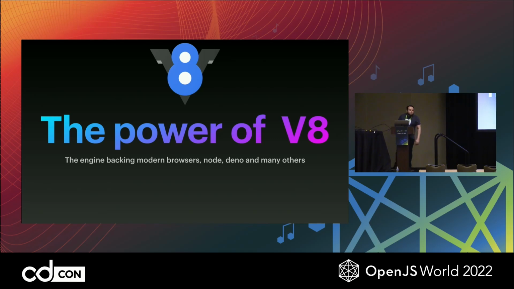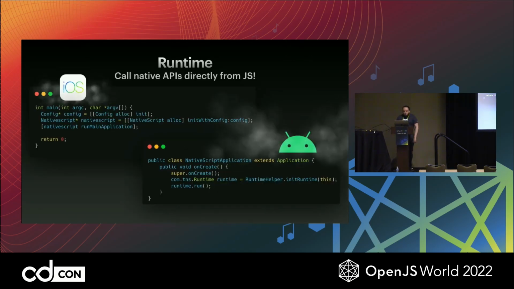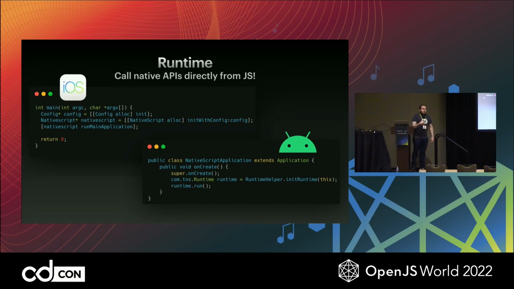The Platform Runtime is V8, so we have the power of V8, which is the engine that's backing Node, a lot of modern browsers, and Deno as well. So it powers JavaScript not only on the web, but on many other platforms. So the runtime is it. On iOS, for example, you have a main function where you usually call UIApplicationMain, or on Android, you have your application, where we initialize the runtime and tell it to run the JavaScript code that it needs to run.